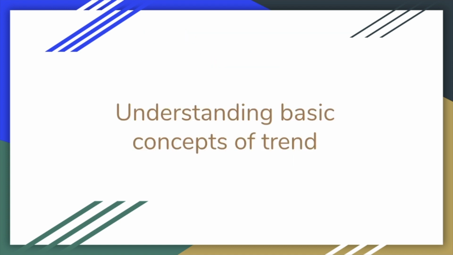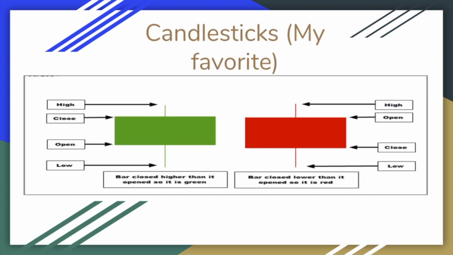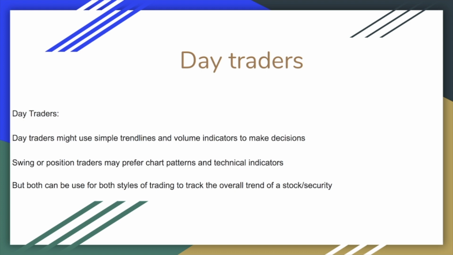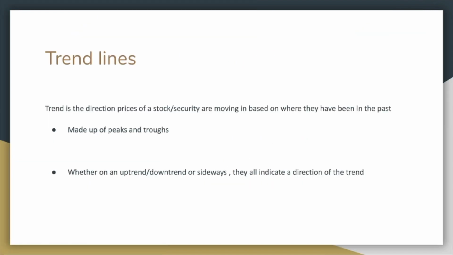Now, let's move into understanding basic concepts of trend. Now, as day traders, you might use simple trend lines and volume indicators to make decisions. Swing or position traders may prefer chart patterns and technical indicators. But honestly, both can be used for both styles of trading to track the overall trend of your stock or security. Now, trend is the direction of price moving based on where they've been in the past, and they make up peaks and troughs. Now, whether you're on an uptrend or you're on a downtrend or you're consolidating sideways, they all indicate the direction of the trend.